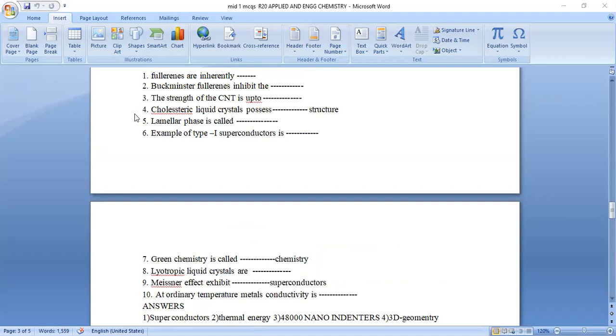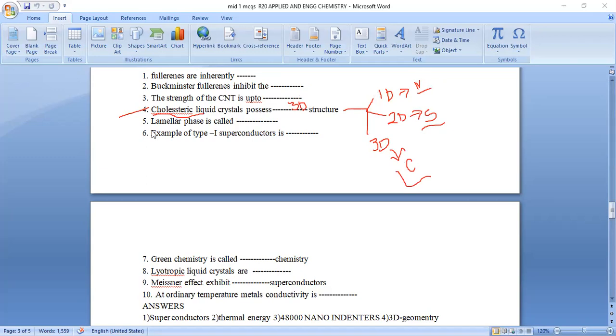Question number 4, polysteric liquid crystals. In the previous class, we discussed that there are different types of liquid crystals, of three classifications: one dimensional, two dimensional, and three dimensional. One dimensional is nematic, two dimensional is smectic, and three dimensional is the polysteric liquid crystal. The polysteric liquid crystal has an excellent 3D geometry. Remember this point: excellent three-dimensional geometry.